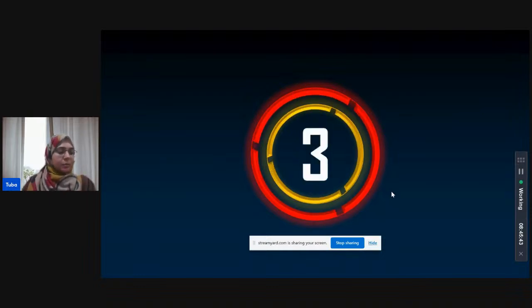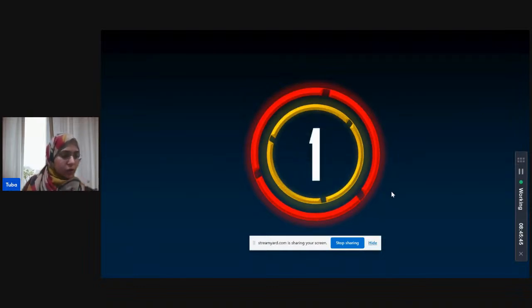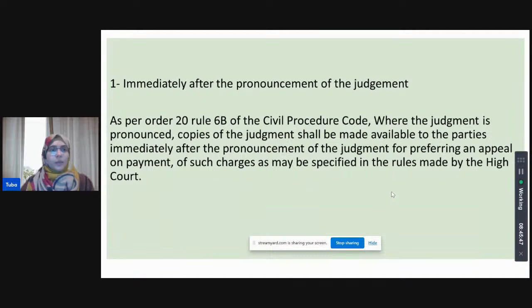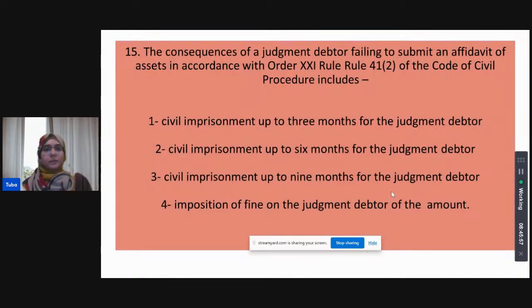All of us think it is immediately after the pronouncement of the judgment. Let's see, and we are correct. We go to Rule 6B of Order 20 for this. That states that the copy shall be made available to the parties immediately after the pronouncement of the judgment.